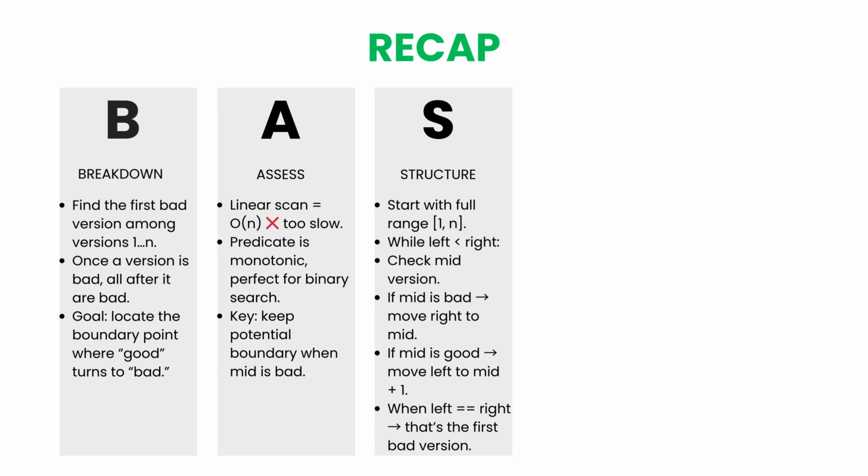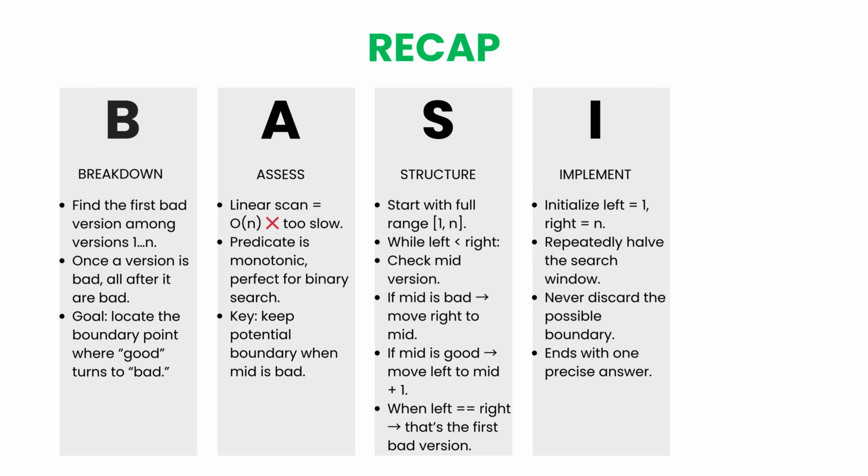Structure recap. The plan was simple but precise. Start with the full range from 1 to n. On each step, check the middle version. If it's bad, the first bad could still be to the left, so we keep mid in play. If it's good, we move right past mid. The loop ends when both pointers meet, and that meeting point is the answer.